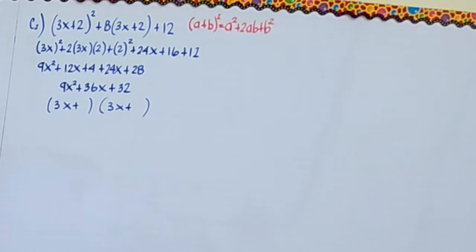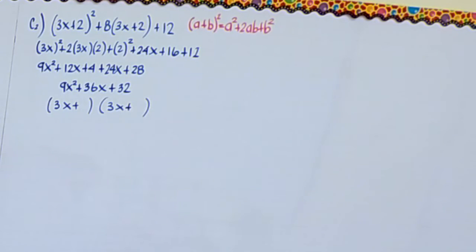Now focus on the number 32. Forget about the middle one. Only focus on the number 32. Give me two numbers multiplying to 32. Well, we have many combinations. For example, the biggest one is 32 times 1. Another one could be 16 times 2. And another combination, 8 times 4.